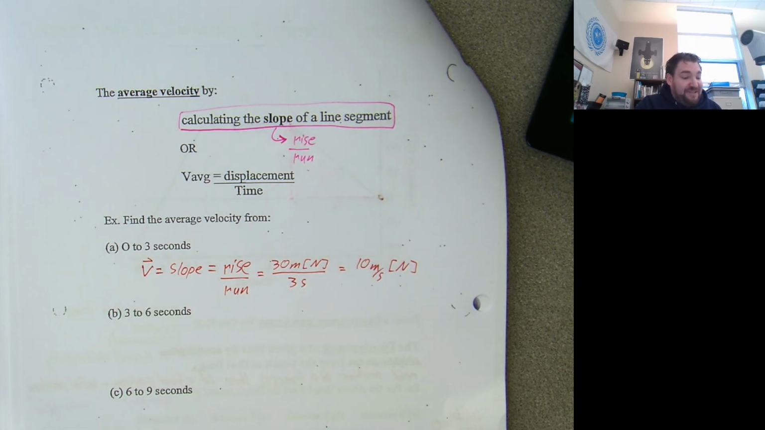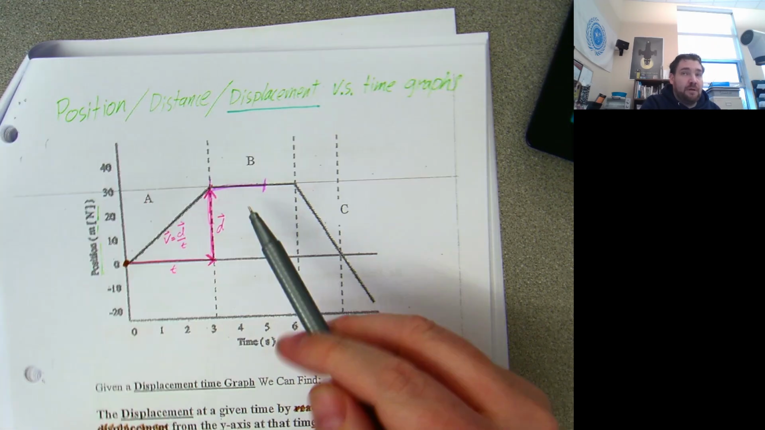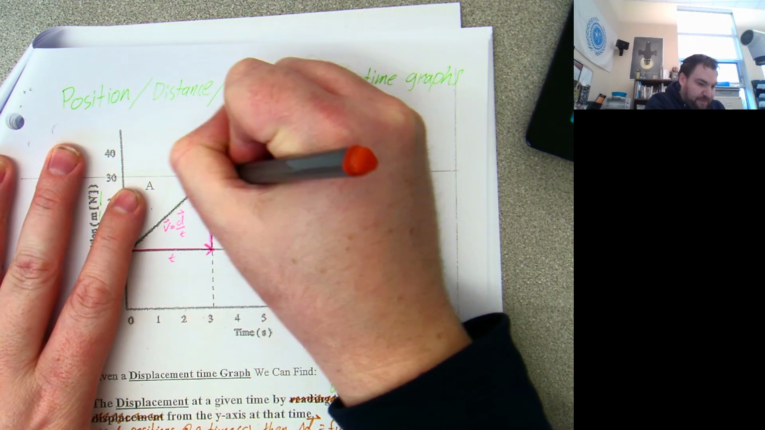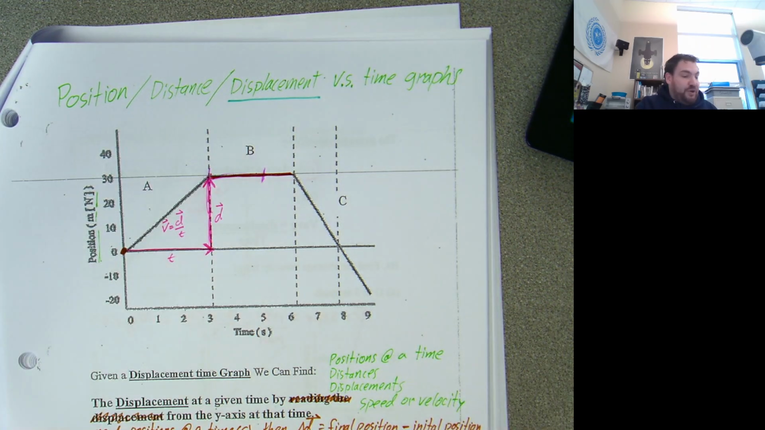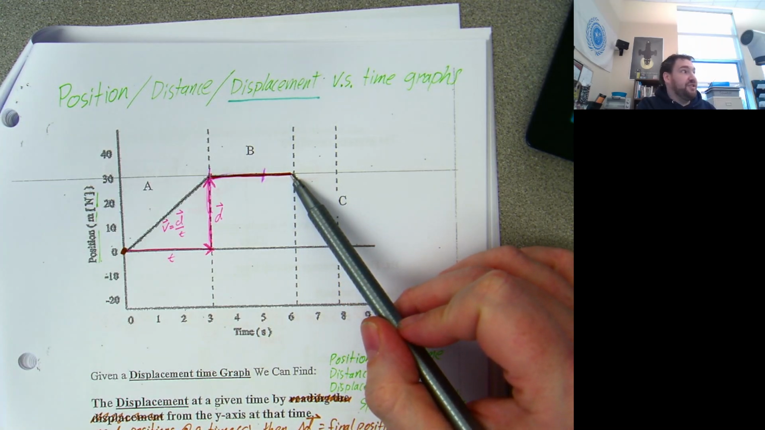Cool. From 3 seconds to 6 seconds, I'll flip back so you don't have to. From 3 seconds to 6 seconds, it's this flat line right here. You would have learned last year that when you were talking about generic slopes, the slope of a flat line is 0 because there's no rise.